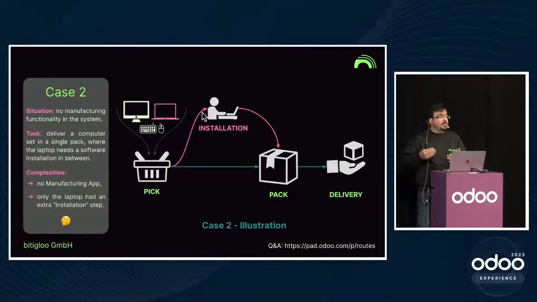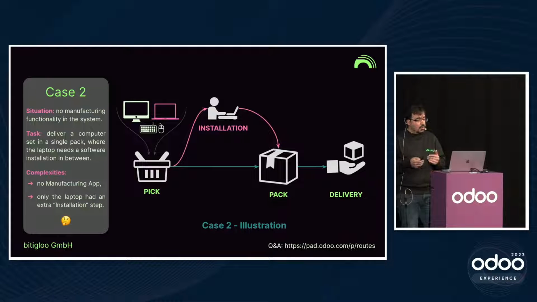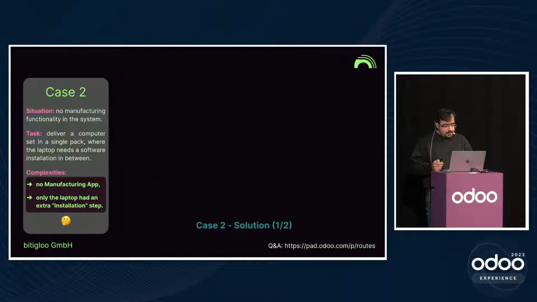So during the inventory process, the inventory guy had to just install something on the laptop and then pack it. So this was a nice case that we had. And the complexities were no manufacturing app, so we couldn't use kit or manufacturing. And also only the laptop had an extra step. So how we solved it, I mean, all of them at once.